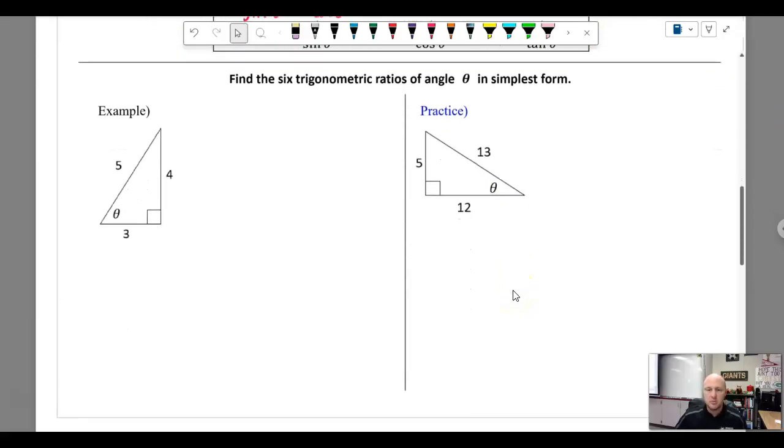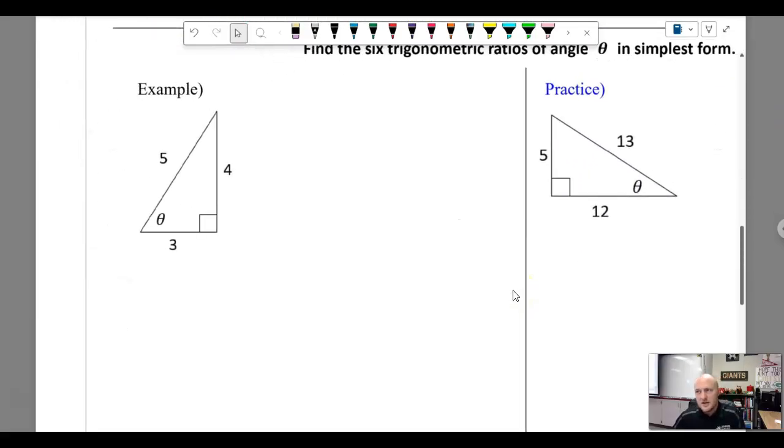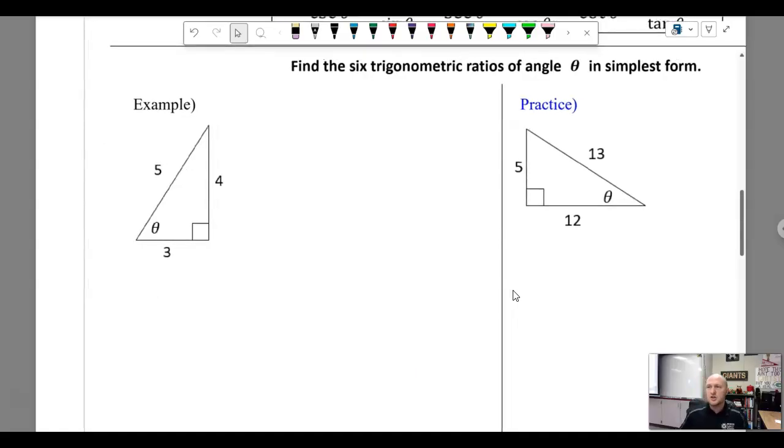So let's go ahead and put it into practice. That's what this lesson really is about. It says find the 6 trig ratios of an angle theta in simplest form. With right triangle problems, I always recommend labeling. If this is theta, here's the hypotenuse, this side is going to be opposite, and this side is going to be adjacent. And then I want to find, what is sine of theta? Well, SOHCAHTOA. Oh my gosh, I already forgot, guys. Can you tell I already forgot?